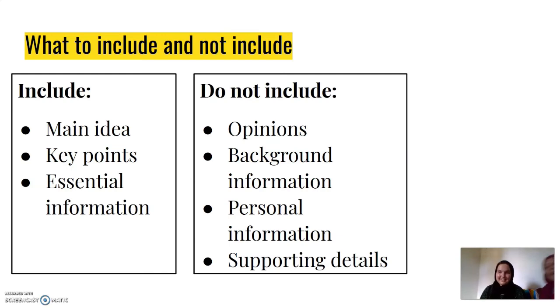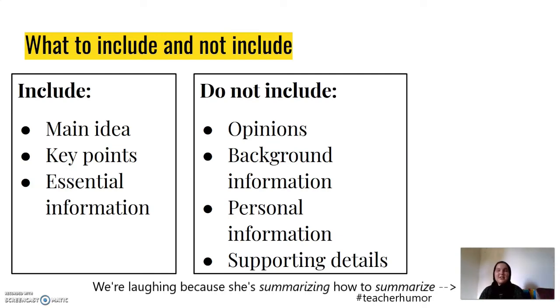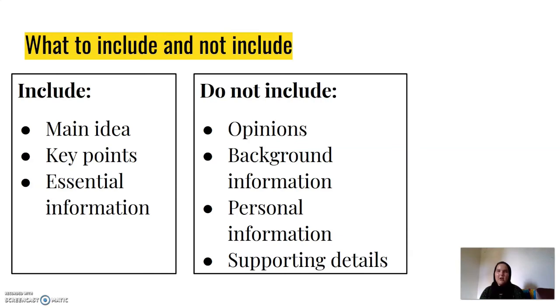So to summarize, things to include in your summary of a nonfiction article are the main idea, the key points, and any essential information that you need to know what the main idea is saying. Do not include your opinion about the article, whether you think it's a good article or bad, whether you liked it, what you think about what it's saying. Don't include background information. So if your article is about mummies in ancient Egypt, you don't need to include more information about pyramids or the kings of ancient Egypt that are not present in the article.